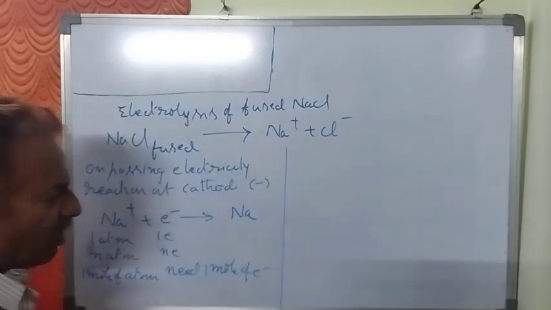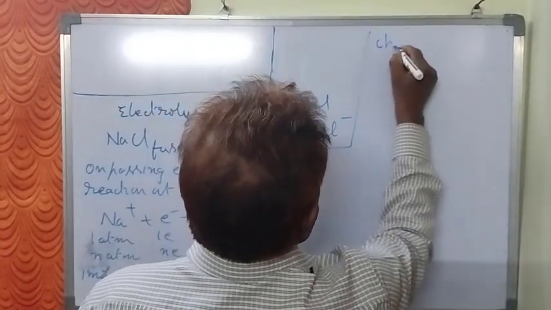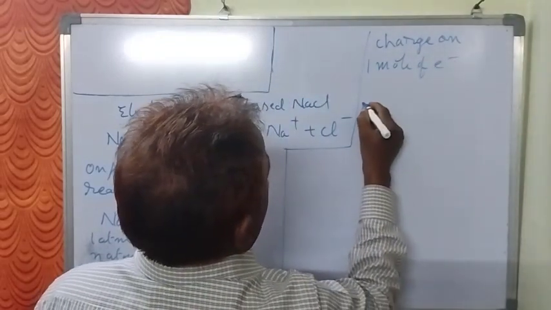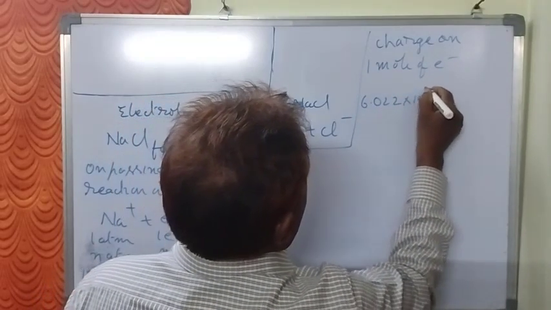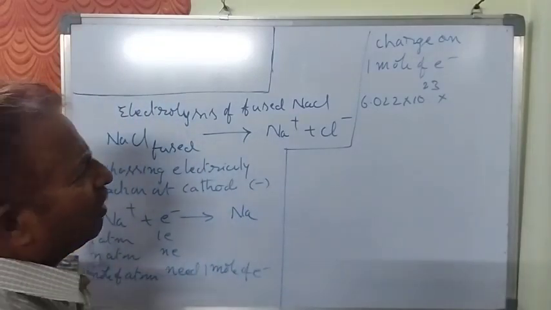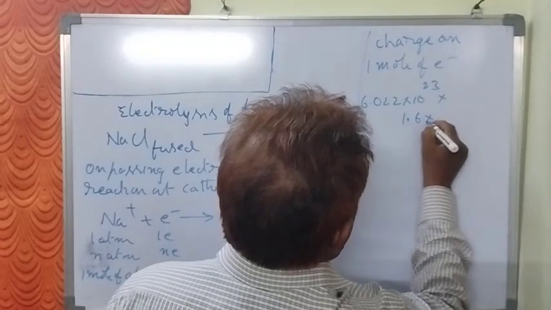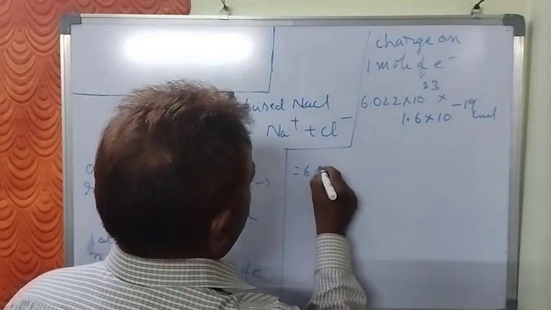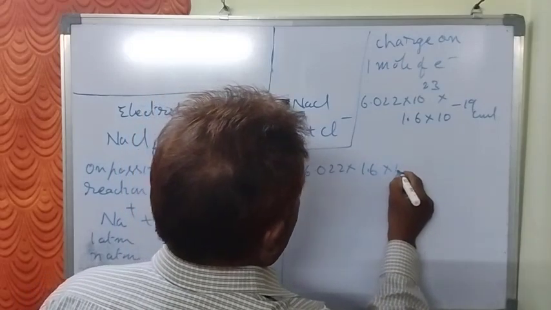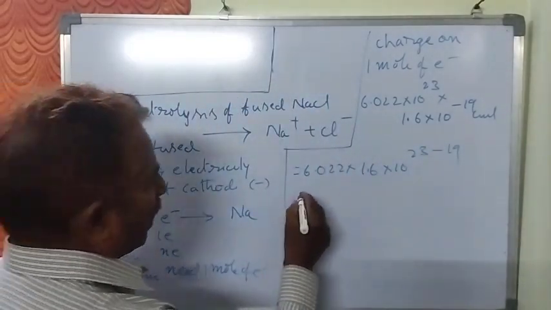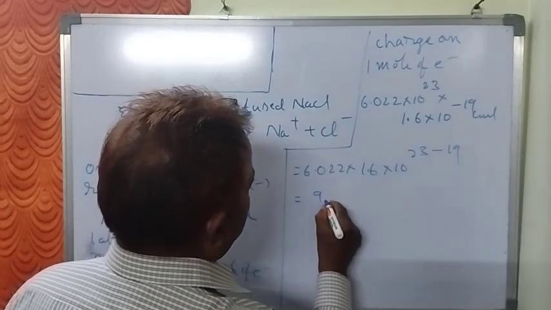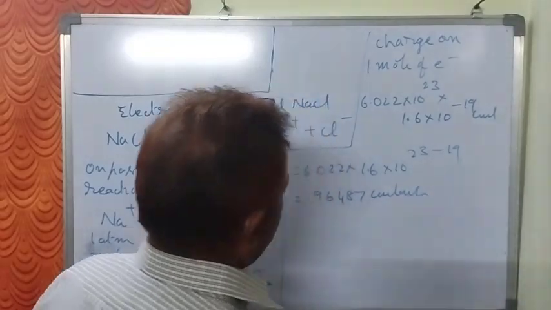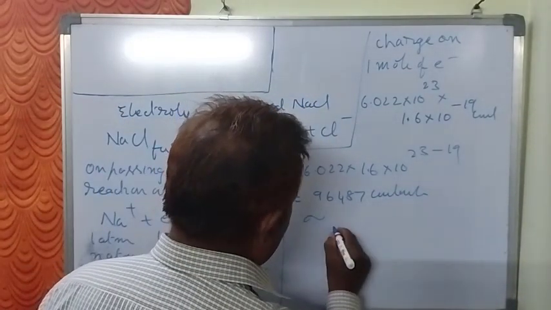Now let us calculate the charge on 1 mole of electrons. That is 6.022 into 10 to the power 23 into the charge on 1 electron, 1.6 into 10 to the power minus 19 coulombs. So this is 6.022 into 1.6 into 10 to the power 23 minus 19. If we calculate this, we get 96,487 coulombs.